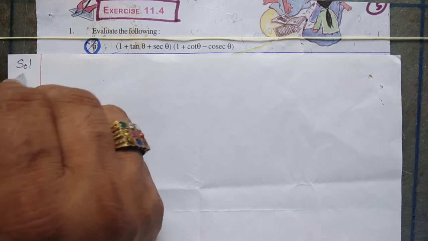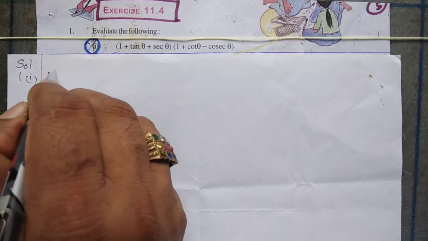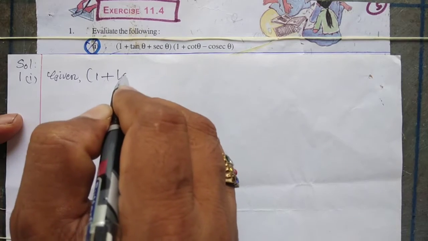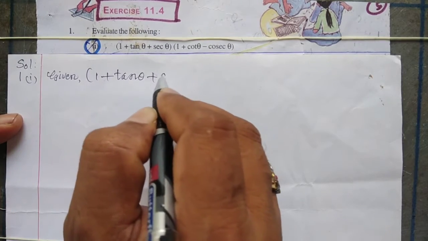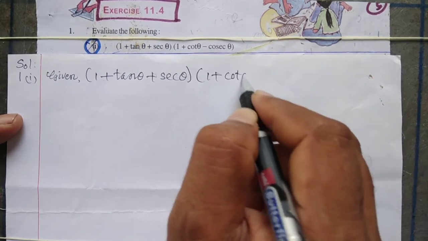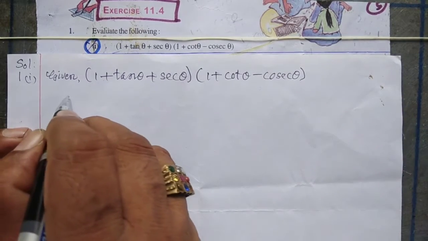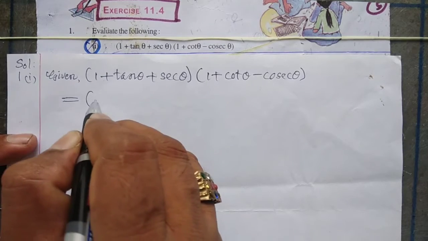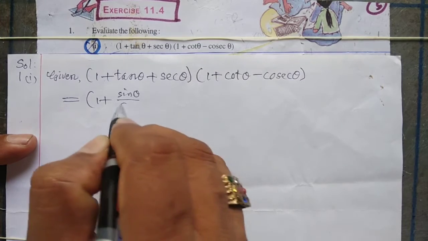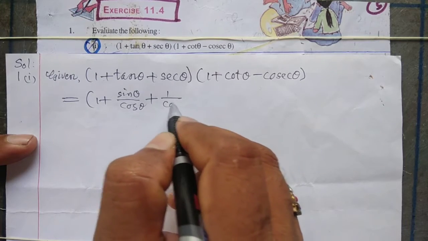Solution for first bit, first problem. Given (1 + tan theta + sec theta) into (1 + cot theta - cosec theta). That is equal to 1 plus tan theta, we can write sin theta by cos theta, sec theta we can write 1 by cos theta.